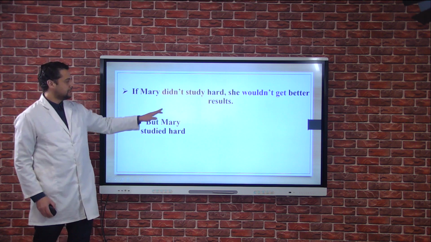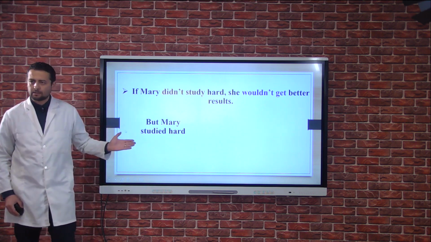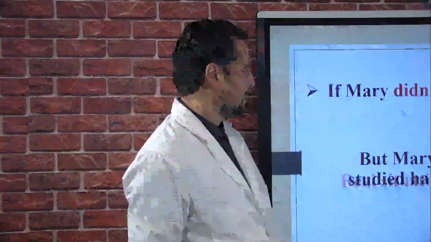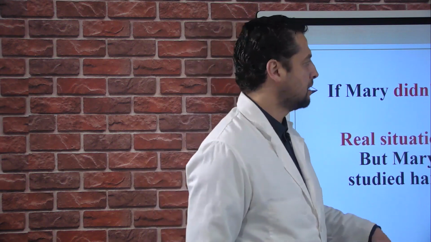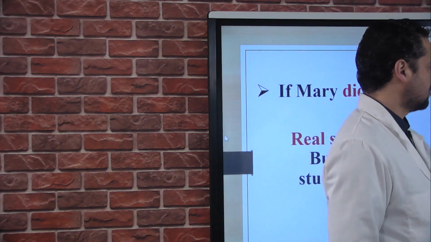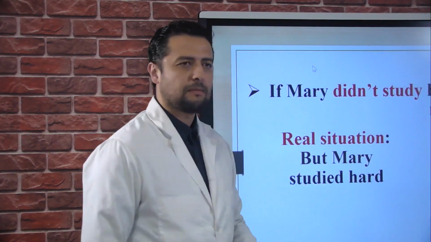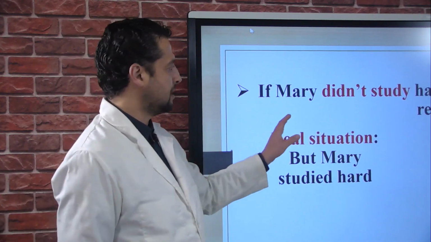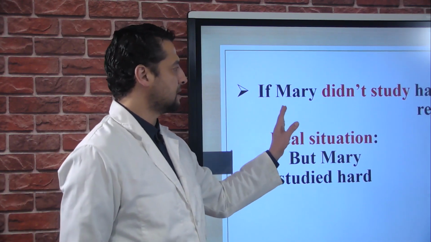If Mary didn't study hard, but Mary is a good student, which means she studied hard. This is a real situation. And then the outcome or the result is that she was able to get better results, which means she was a good student. She got good results, right? Which means this is the outcome and this is the result of this sentence, as you can see here, right?